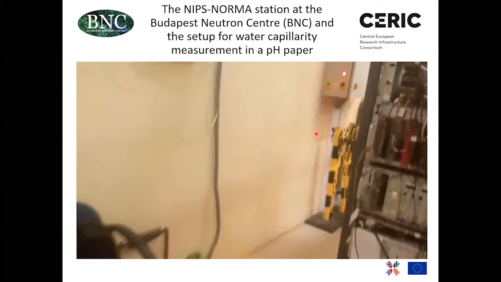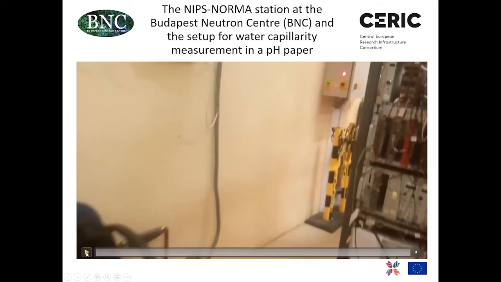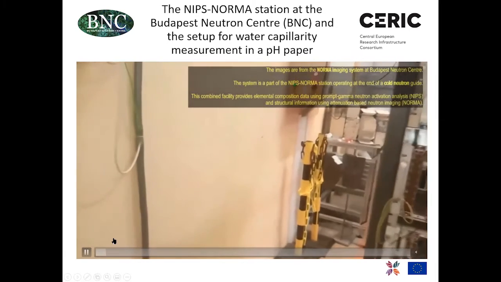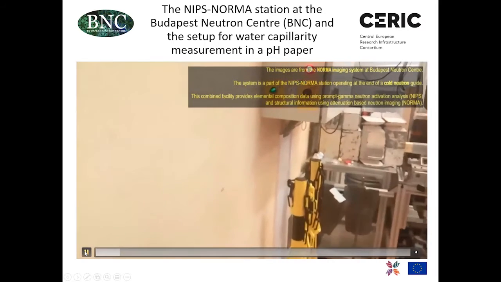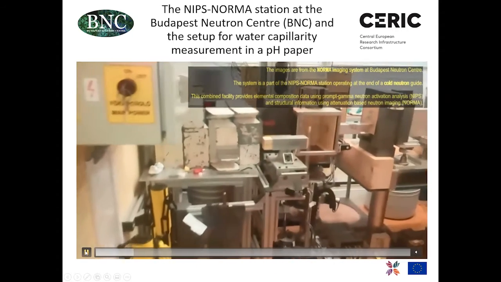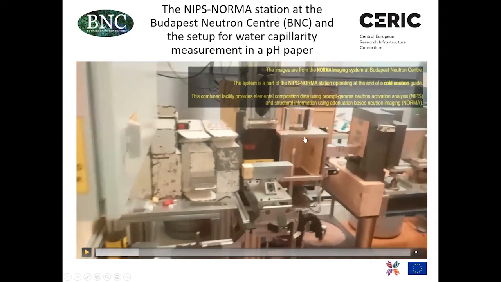This will be a video showing the facility first, and as you approach the beamline, you can identify the flight tube, the sample chamber, the beam dump, the neutron imaging camera, and the sample stage at the bottom.